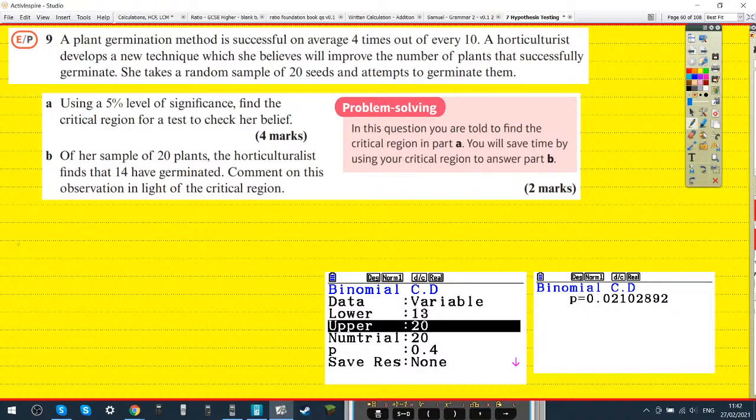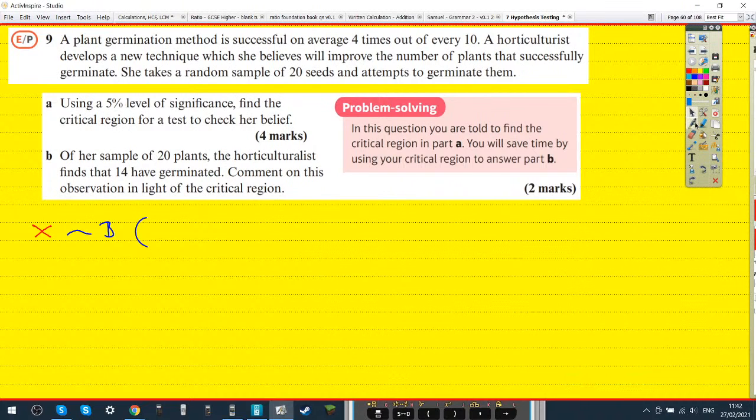So X is binomially distributed. Would it be 20 and then 4/10? Yeah, let's do 0.4. And then would you say the null hypothesis is P equals 0.4? Yeah. And the alternative hypothesis is P is greater than 0.4.